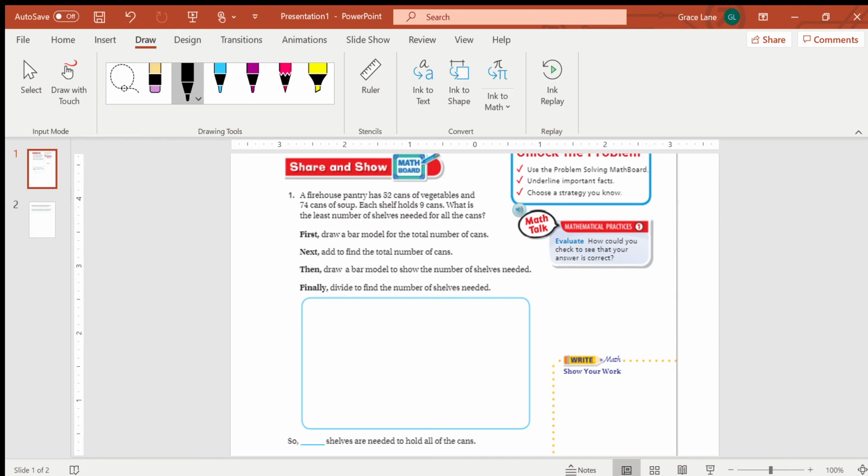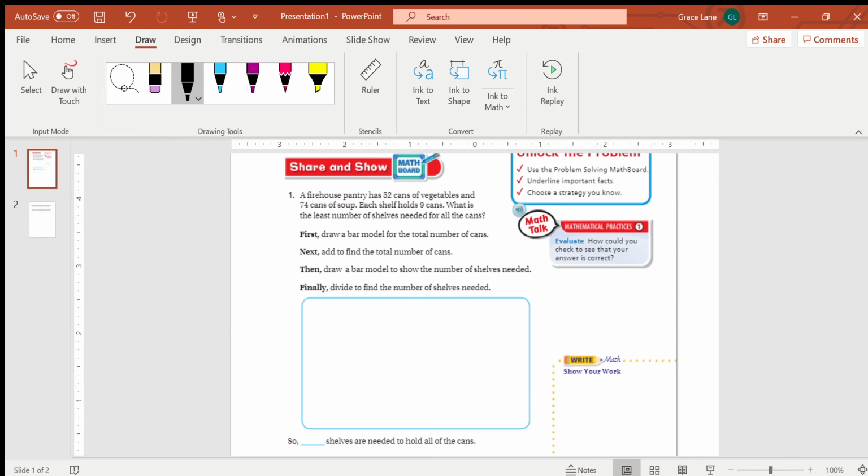All right, so we are on page 267, number 1. It says a firehouse pantry has 52 cans of vegetables and 74 cans of soup. Each shelf holds 9 cans. What is the least number of shelves needed for all the cans? So your math journal first is going to ask you to make what they're calling a bar model, which is actually kind of like a tape diagram.